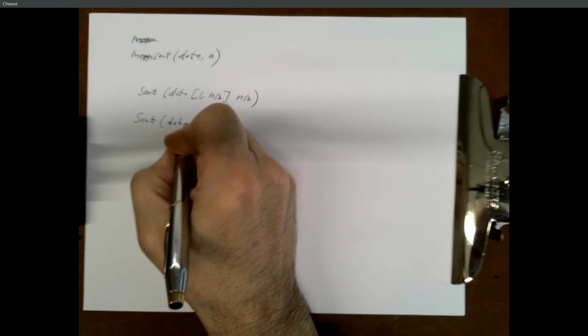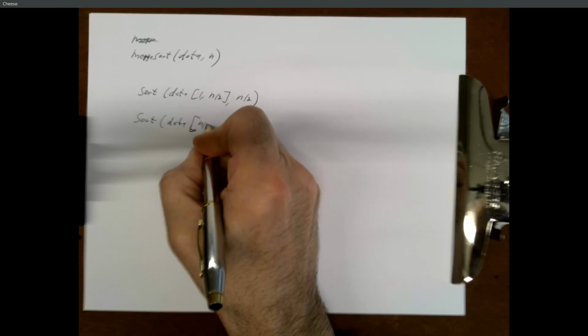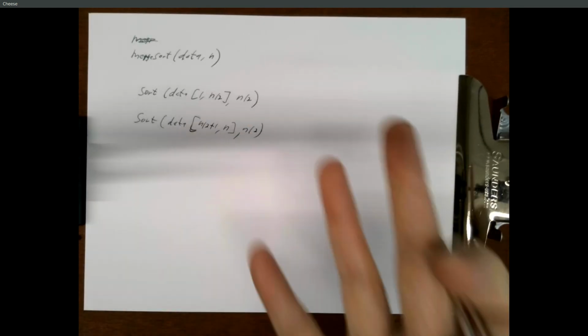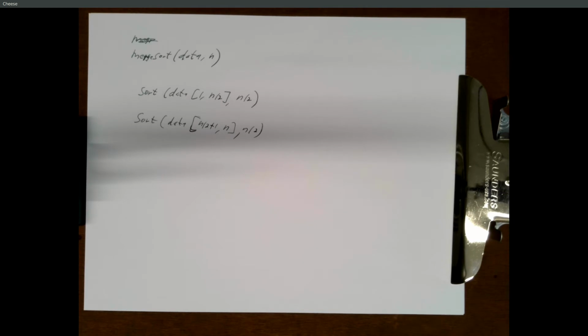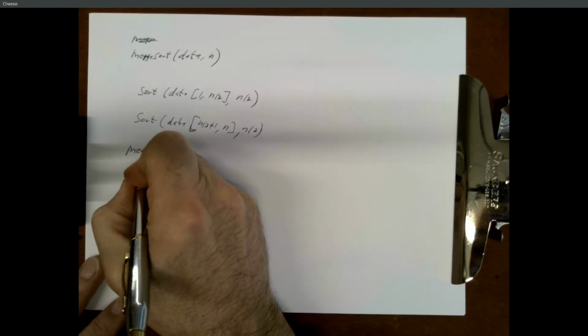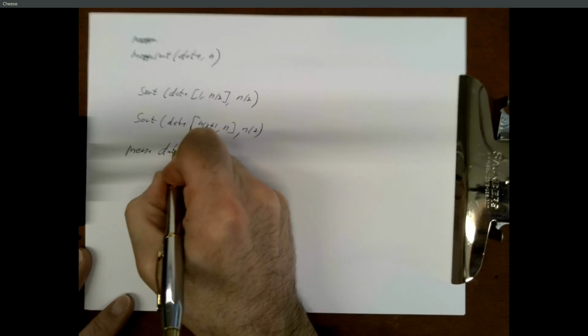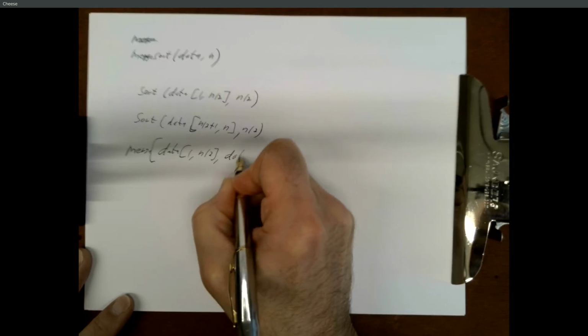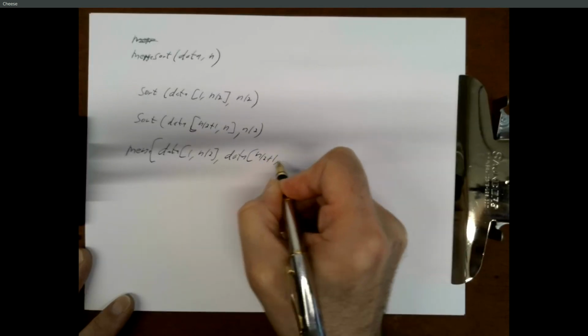And then sort an array containing the other elements of that array. And I'm ignoring, you know, if the number of elements is odd, all of those details. But basically chunk your array in half, somehow sort the first half, then sort the second half, and then merge data 1 through n over 2 with data n over 2 plus 1 comma n.